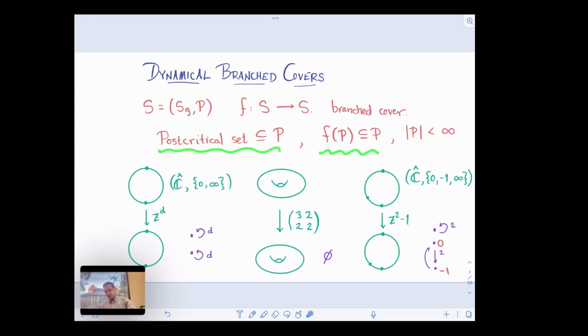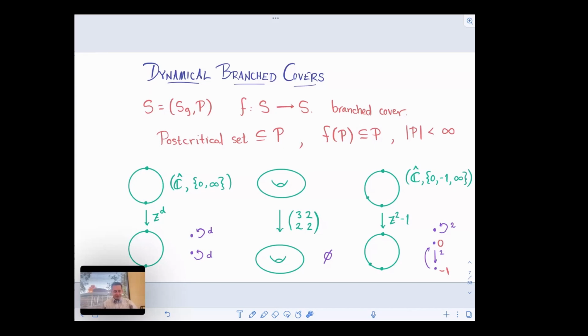We need F of P to be contained in P. And we usually assume that the number of marked points P is finite, although you could also consider a more general case. If P is equal to the post-critical set, then this second condition is automatic: F of the post-critical set is contained in the post-critical set. Any questions on the definition up here? Okay, so two or three examples maybe.